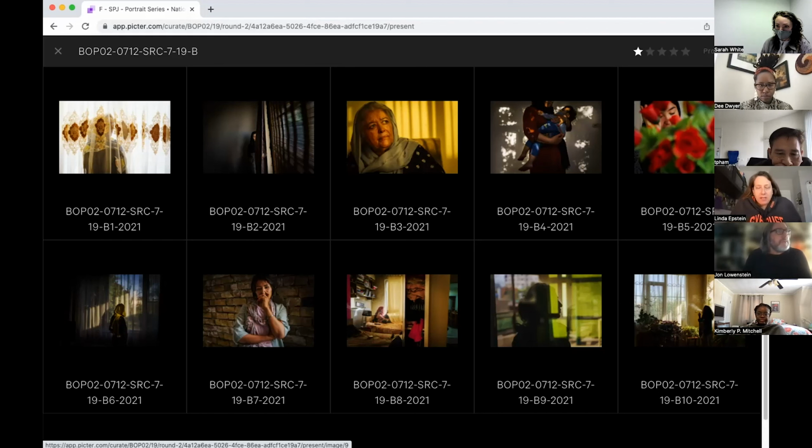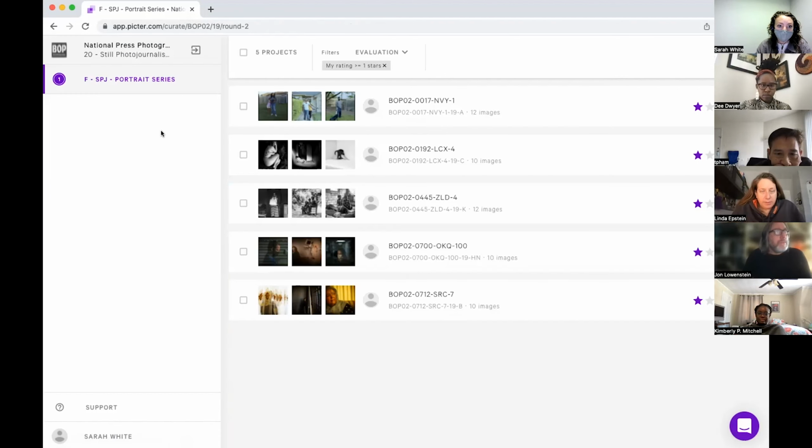So can we go back to the grid of all of them, to see which one are you all going to remove? Right now we've got 5, so we need to remove 1, right? Correct.